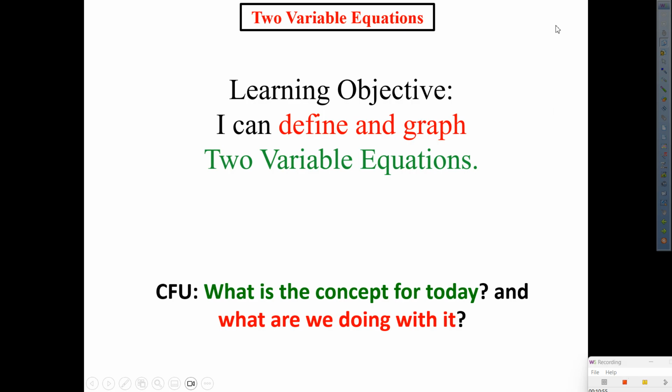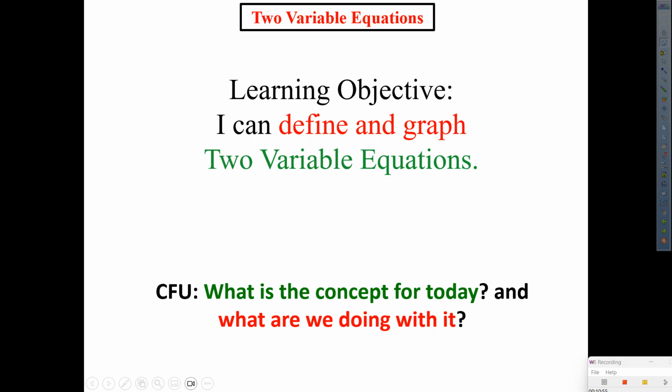All right, as soon as you turn that in, get a Cornell note ready. You do need a Frayer model, the big rectangle, to clarify our concept for today. And here we go. I can define and graph two variable equations.